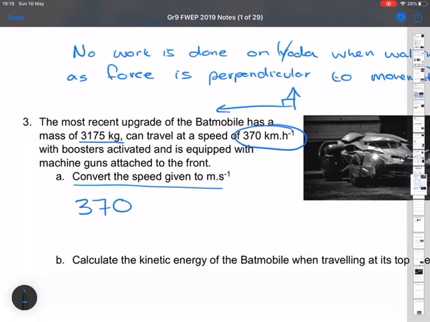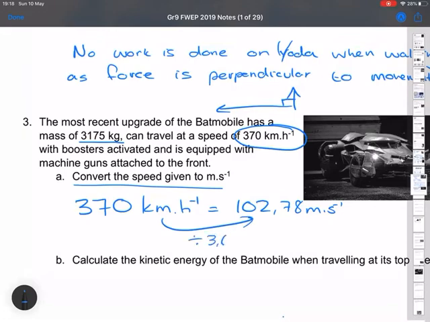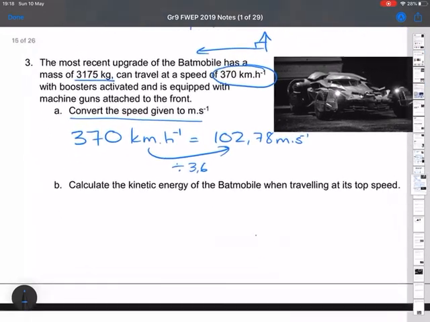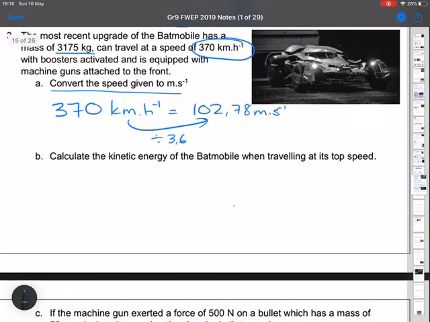So 370 kilometers per hour is the same as 102.78 meters per second, and to do that you would need to divide by 3.6. So now that you've converted kilometers per hour to meters per second, we can calculate the kinetic energy of the Batmobile when traveling at its top speed.